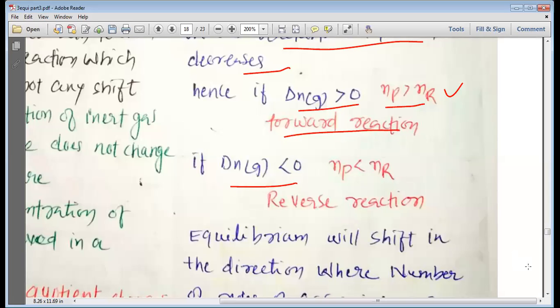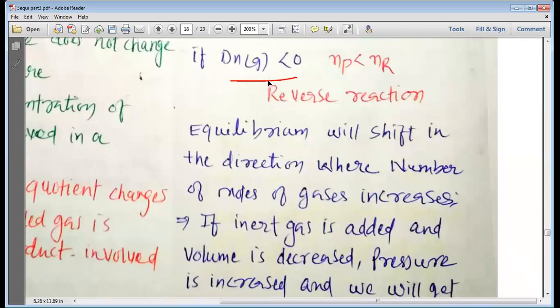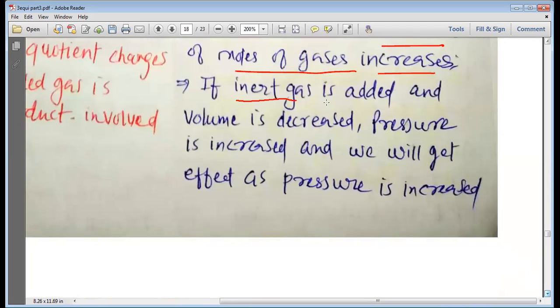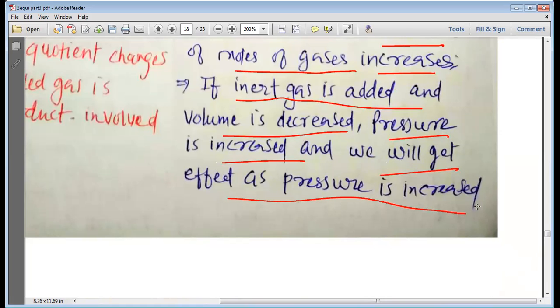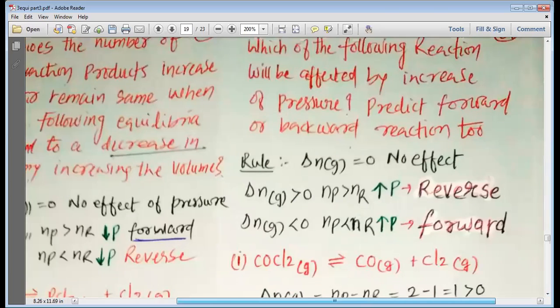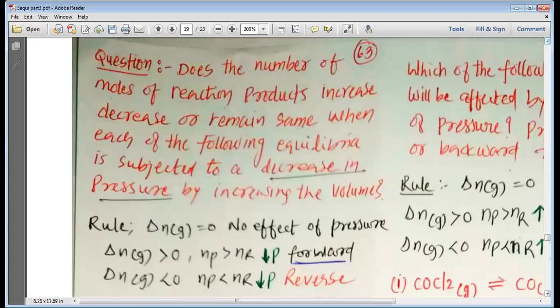And when delta N gas is less than 0, we know that the number of gaseous moles of products is less than the number of gaseous moles of reactants, and ultimately the reverse reaction takes place. So the equilibrium shifts in the direction where the number of moles of gas increases. If the inert gas is added and volume is decreased, pressure is increased, and we will get the effect as if we have increased the pressure. So this was a wonderful example by which we can understand the effect of addition of inert gases.